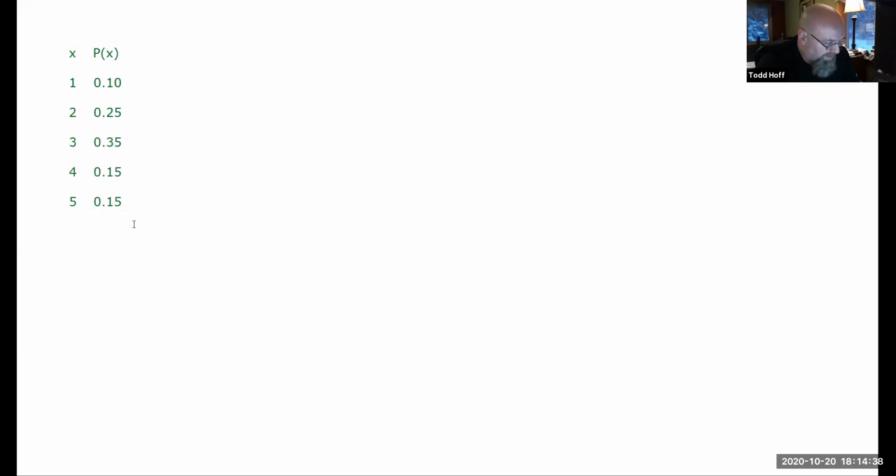All those probabilities are between 0 and 1, so that's valid there. And if I add these up, they add up to exactly 1.00. So that is a valid probability distribution.